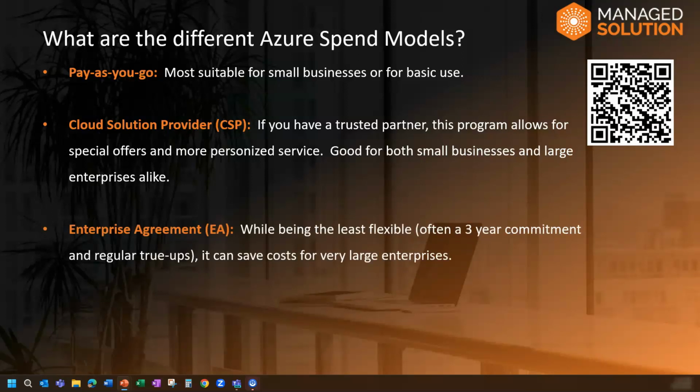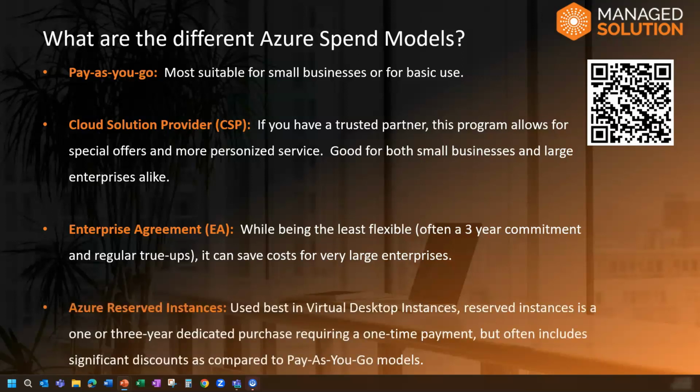Enterprise agreements are probably the least flexible, often a 3-year commitment, and you've got some regular true-ups to do, but for very large enterprises, it can save a lot of money. And finally, there's what's called Azure Reserved Instances, which is a good use case when you're using something like Azure Virtual Desktop instances, and these are paid in a 1 or 3-year dedicated purchase requiring a one-time upfront payment, but this often includes significant discounts as compared to, say, the pay-as-you-go models.